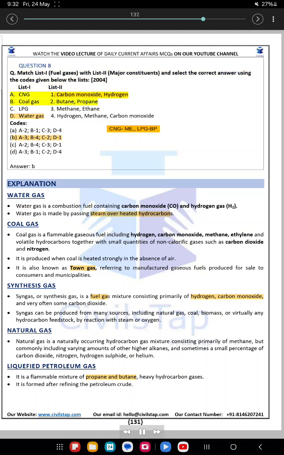A. CNG: 1, carbon monoxide, hydrogen. B. Coal gas: 2, butane, propane. C. LPG: 3, methane, ethane. D. Water gas: 4, hydrogen, methane, carbon monoxide.